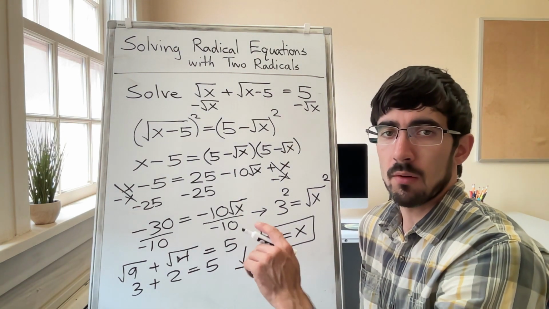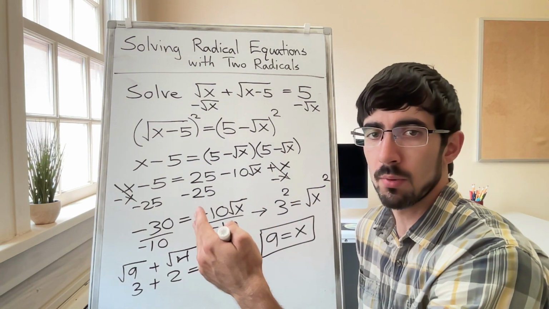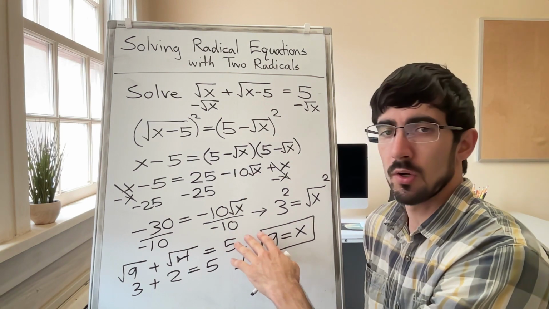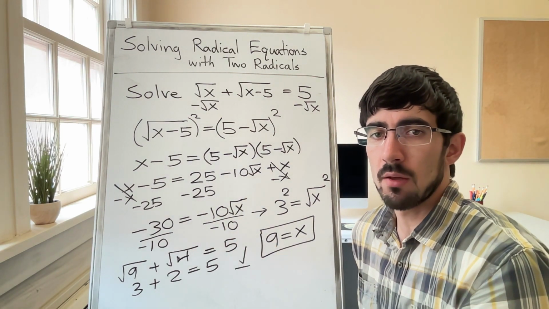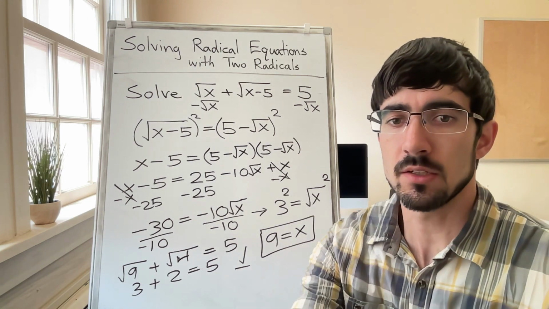So again, notice that we isolated one radical at a time. We isolated one radical, squared both sides, simplified terms by combining like terms, and then we isolated the second radical and squared both sides again to solve the equation.